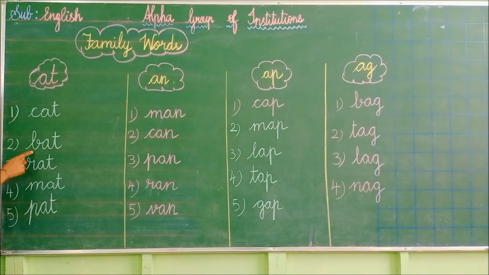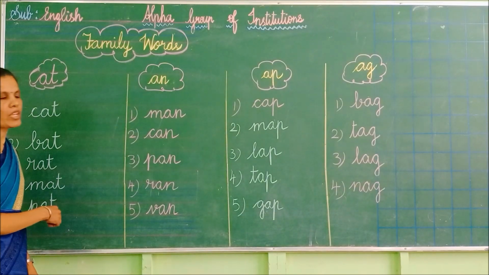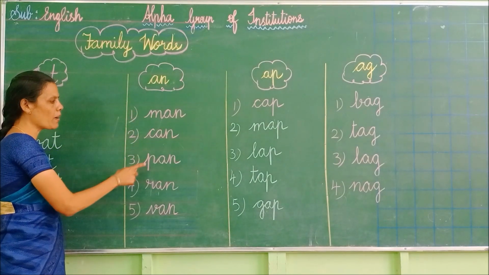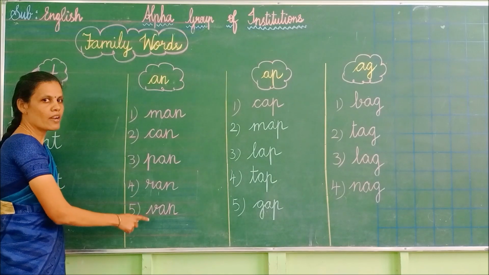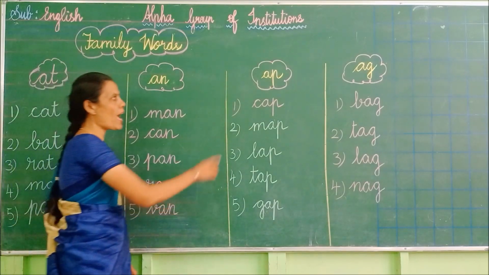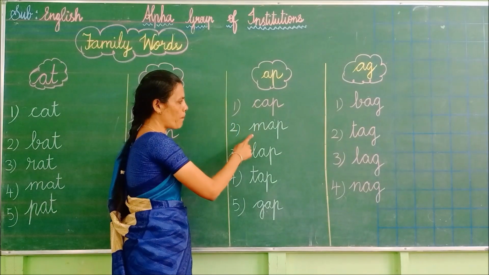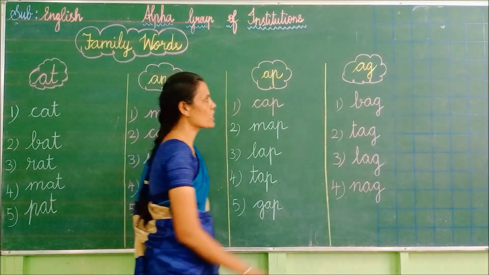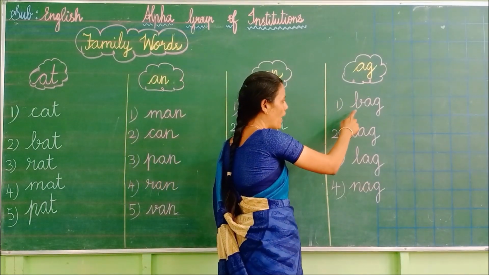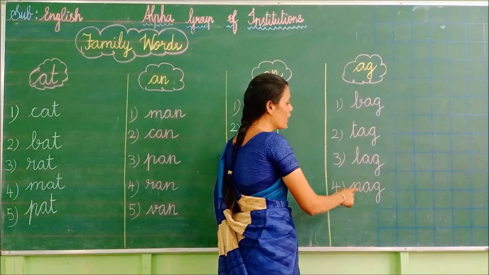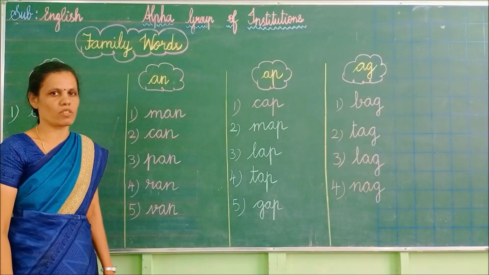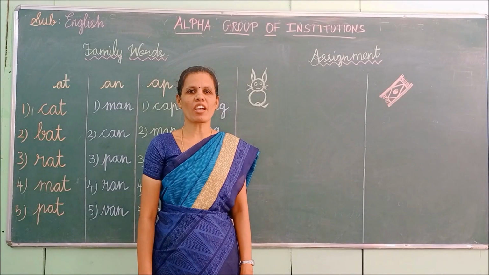Cat, bat, rat, mat, pat. Next, an words. Man, can, pan, ran, van. Next one, ap words. Cap, map, lap, tap, gap. Next, ag words. Bag, tag, lab, nag. Okay, children. Now you have completed that activity. Now it's time for assignment.